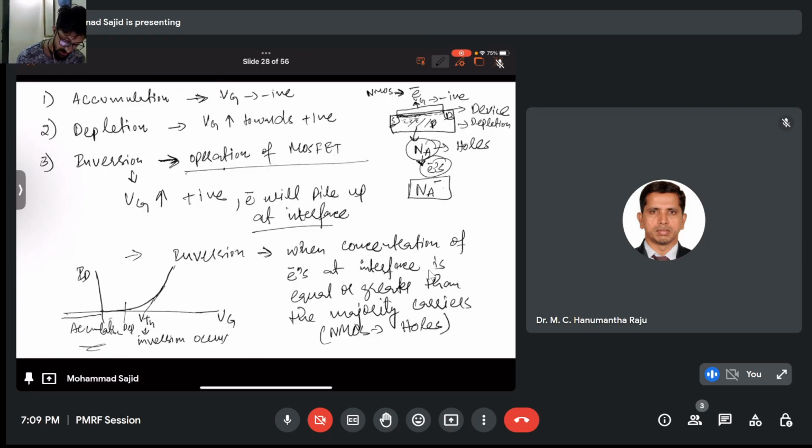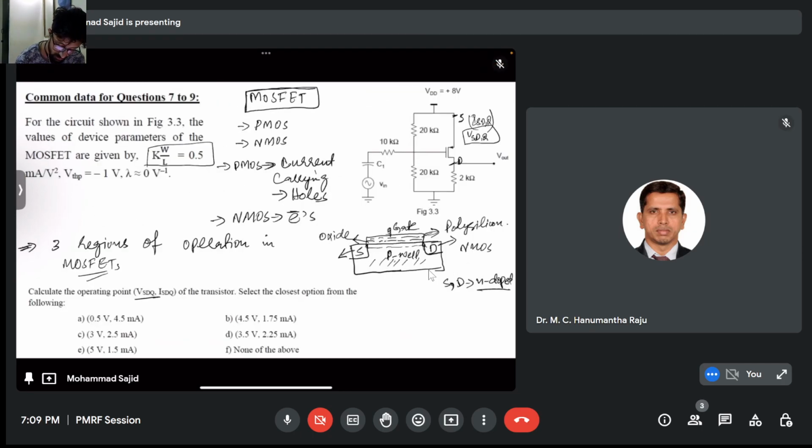If you just go back to this figure, this is VG, right? This is your source. If you just use a voltage divider here, what you will get? You will get VG equivalent to 20K divided by 20K plus 20K multiplied by 8. That comes out to be 8 by 2, that's 4 volt. So your VG is simply 4 volt, right?